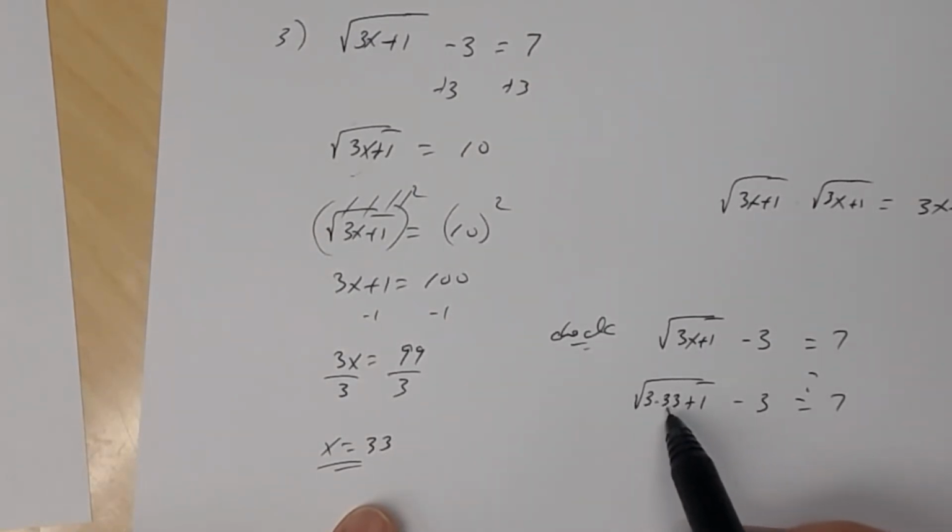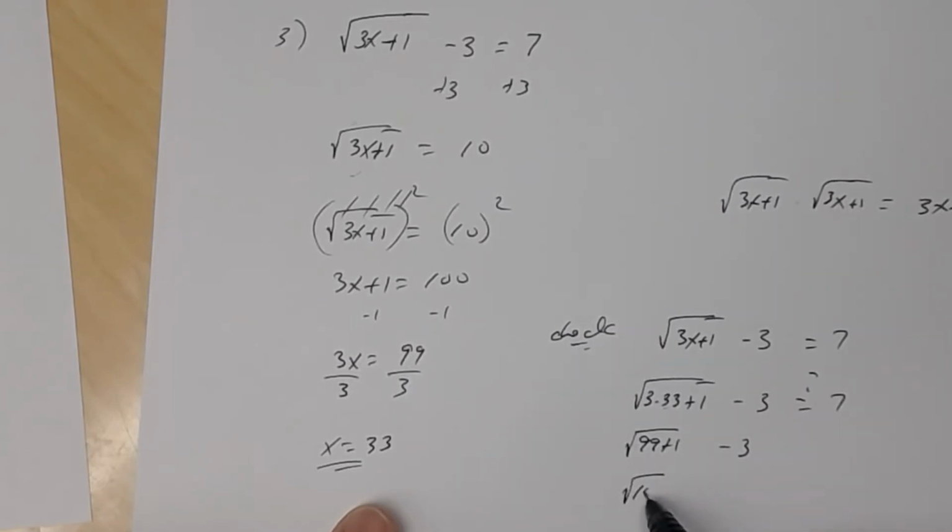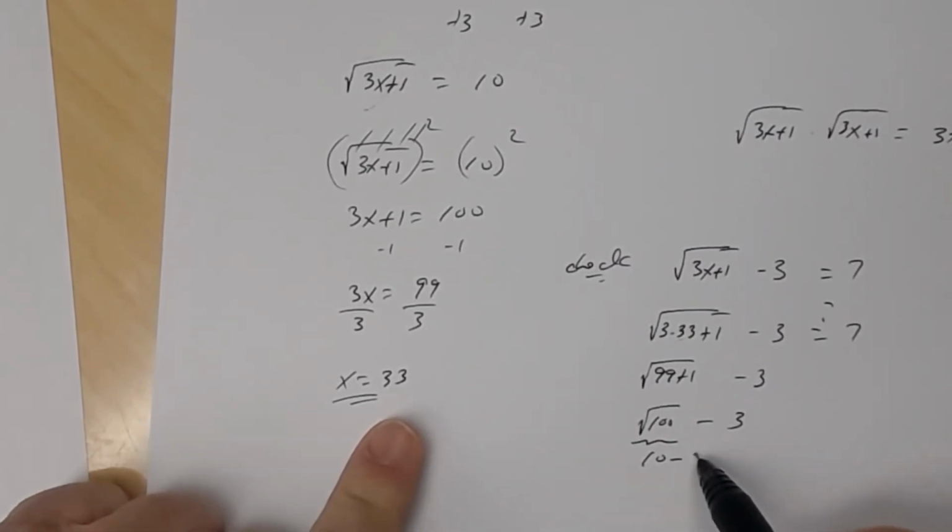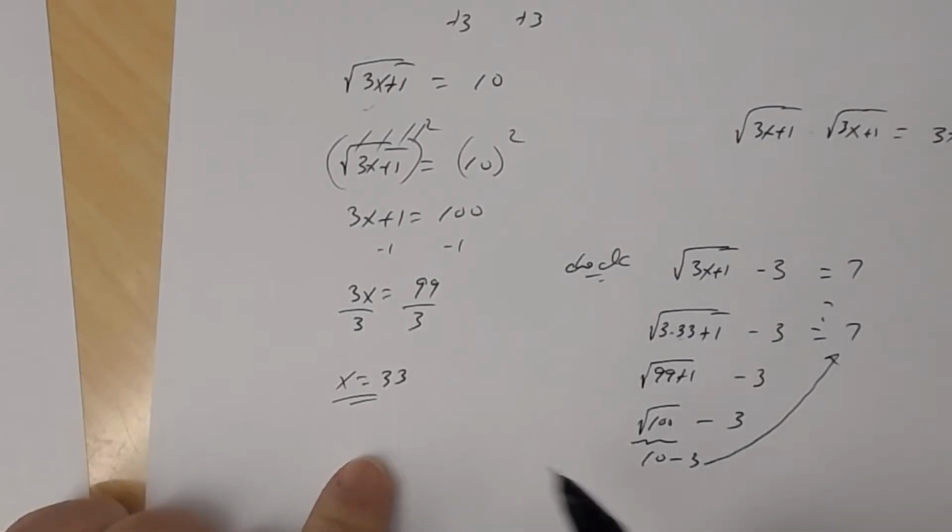Well, 3 times 33 is 99. And so I have the square root of 99 plus 1 minus 3. Well, the 99 plus 1 is 100. So I have the square root of 100 minus 3. The square root of 100 is 10. So 10 minus 3 is indeed equal to 7. All right, so this is correct.